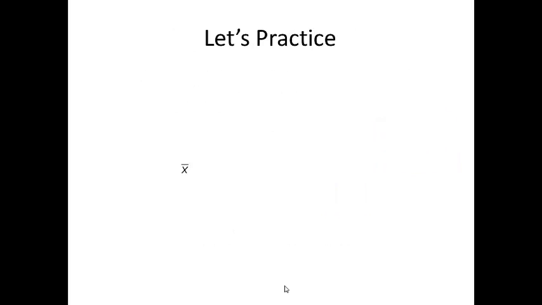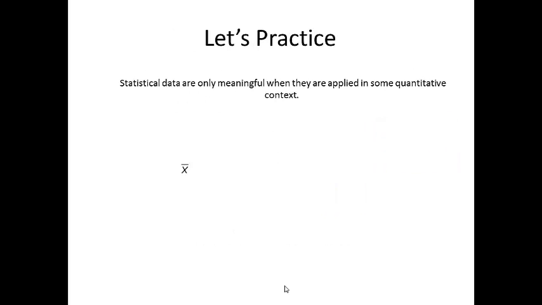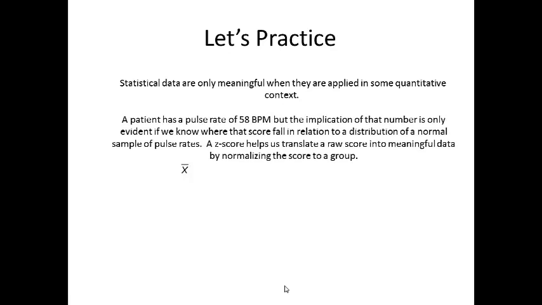So let's practice. Statistical data are only meaningful when we can apply them in some quantitative context. So let's say that a patient has a pulse rate of 58 beats per minute, but the implication of that number is only evident if we know where that score falls in relationship to a distribution of normal sample of pulse rates. A Z-score helps us translate a raw score into meaningful data by normalizing the score to a group.